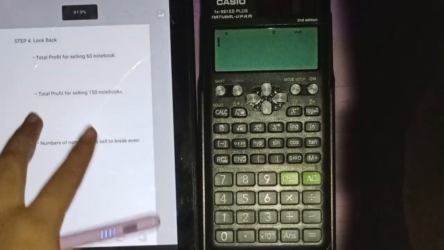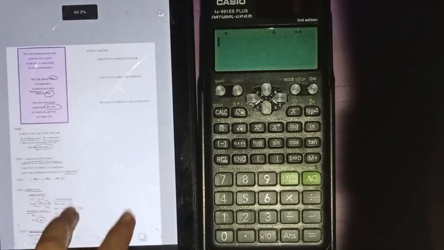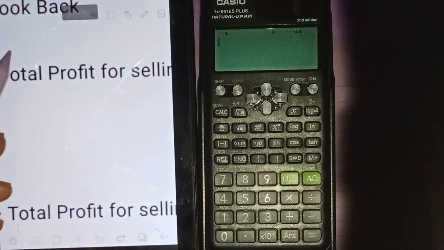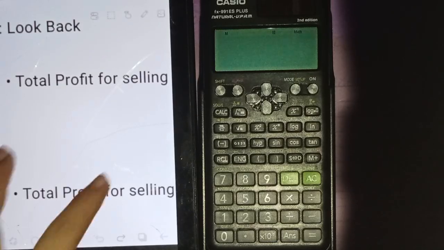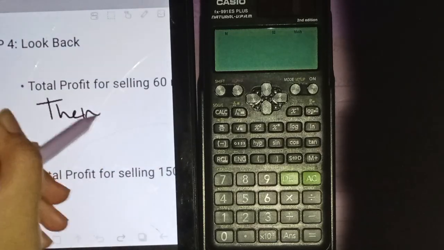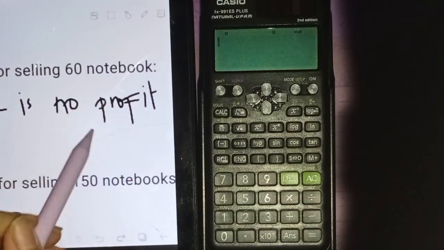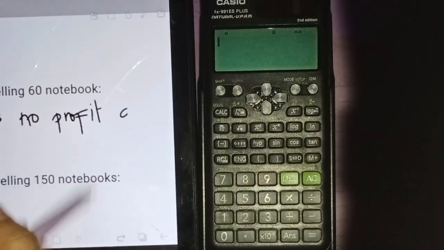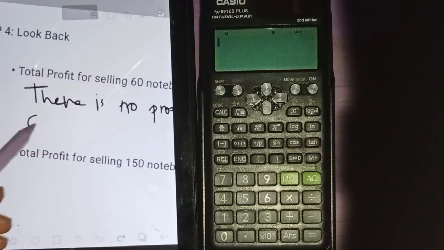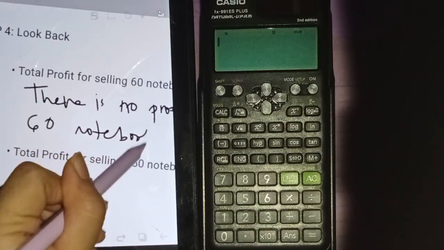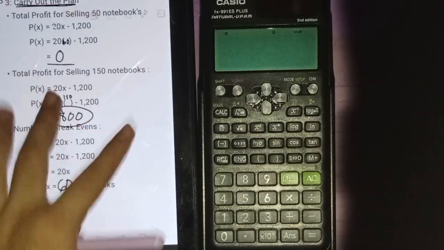Now, on to step 4, which is look back. The total profit for selling 60 notebooks is that there is no profit in selling 60 notebooks. Now for the total profit of selling 150 notebooks, there was 1,800 pesos.